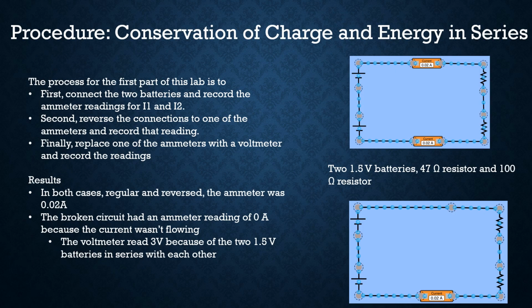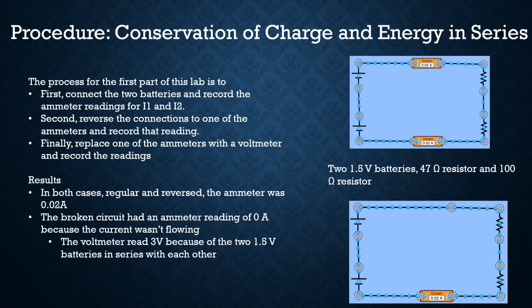The procedure: first, connect the 2 batteries and record the ammeter readings for current 1 and current 2. Second, reverse the connections to one of the ammeters and record the reading. Finally, replace one of the ammeters with a voltmeter and record the readings. The results of this: in both cases, regular and reverse, the ammeter value was 0.02 amps.